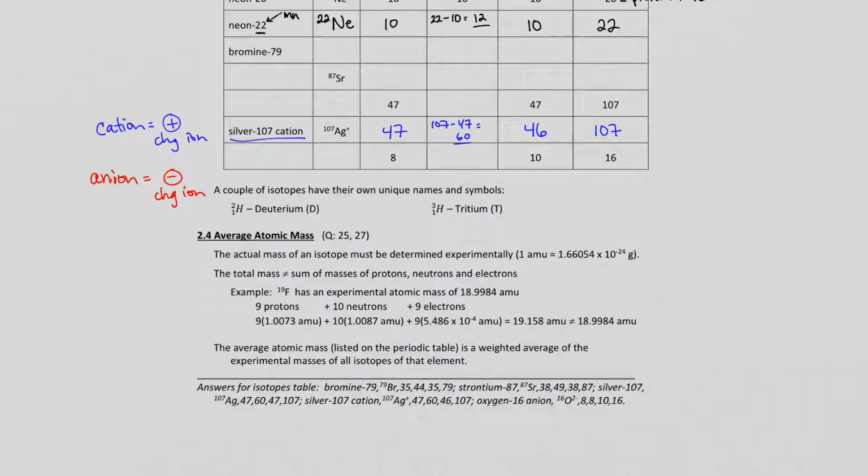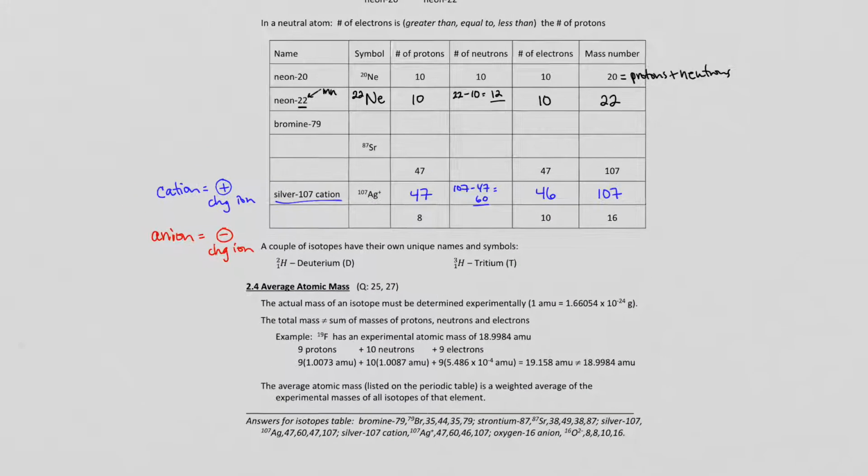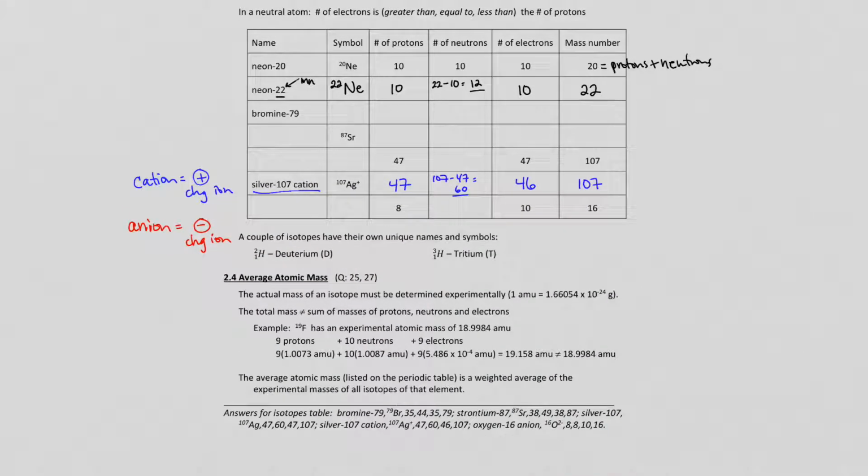So, as it says in this last little button down here, and we'll do a practice problem with that, so fear not, we'll get there. The average atomic mass listed on the periodic table is the weighted average of the experimental masses of all the isotopes of that element. So basically, how abundant are they in nature, and that's how they're weighted on the periodic table.